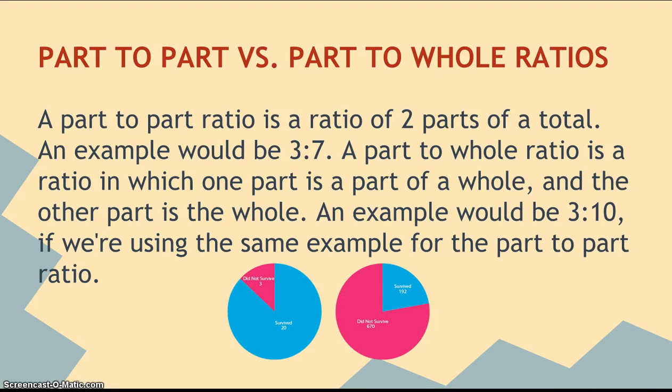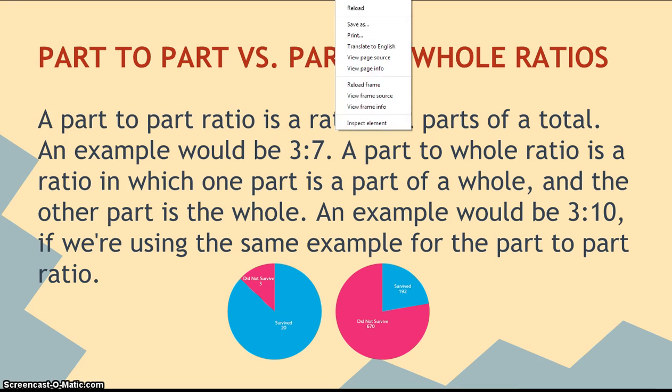Part-to-part ratios versus part-to-whole ratios. A part-to-part ratio is of two parts of a total. An example would be 3 over 7. A part-to-whole ratio is a ratio in which one part is a part of a whole and the other part is the whole. Example would be 3 to 10. The example for the part-to-part ratio would be 3 to 7, and the example for the part-to-whole ratio would be 3 to 10 if we're using the same example.